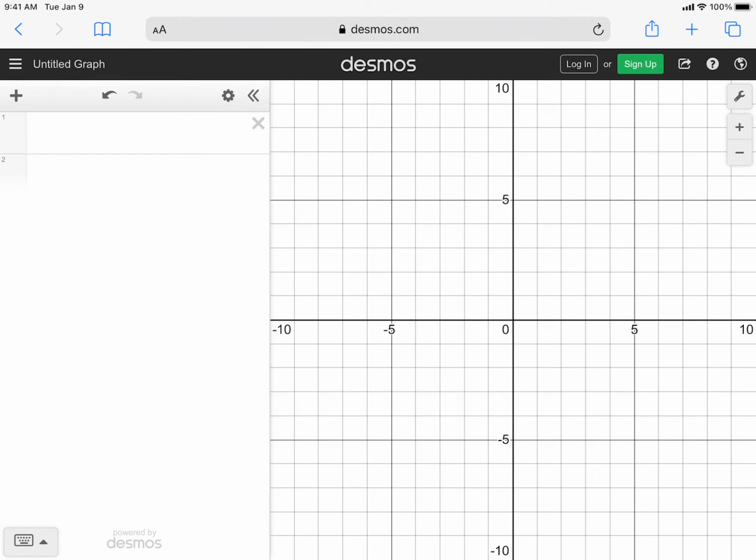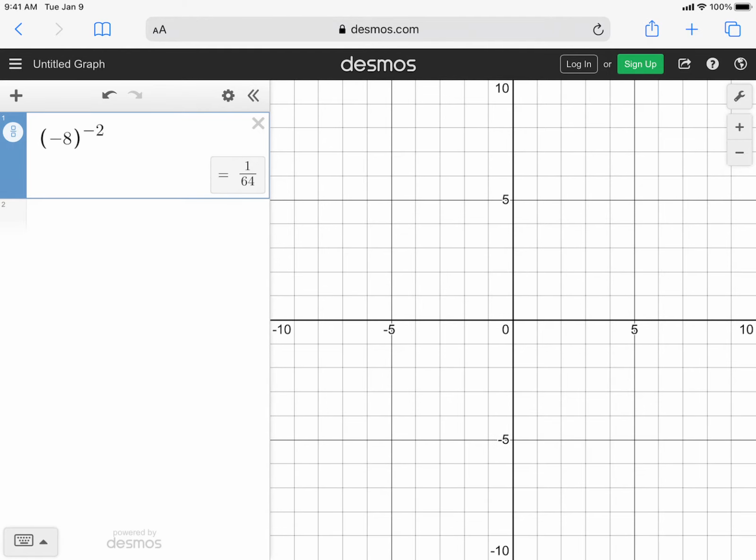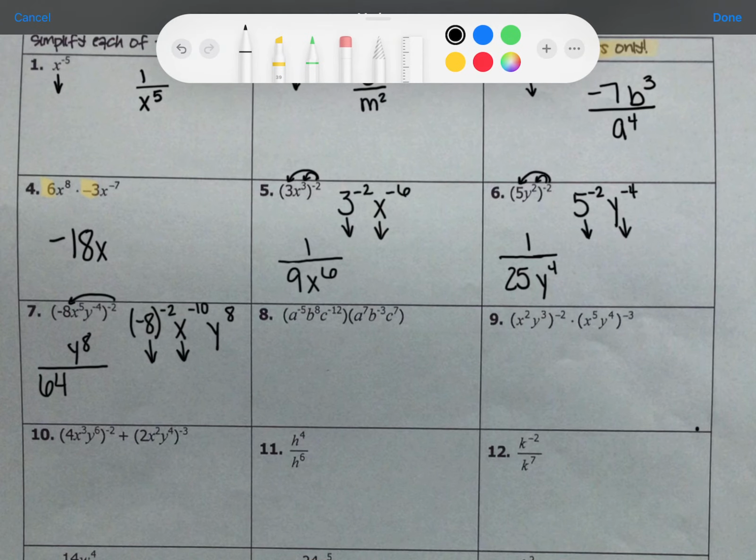But you have to remember everything you can't do on a calculator because your EOC is not all calculator active. But for now, I can give it a go here. And this was a negative 2, so I got to manipulate that somehow. Hold on. Here we go. And so I hit that little fraction bar and I get 1 over 64. And that's what I have.